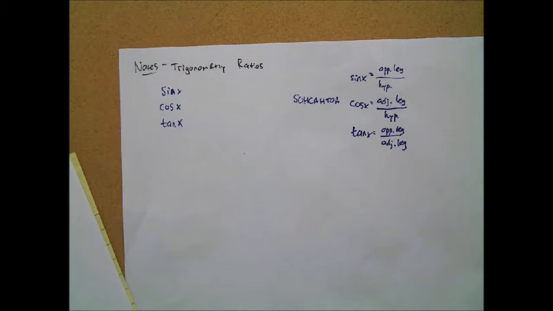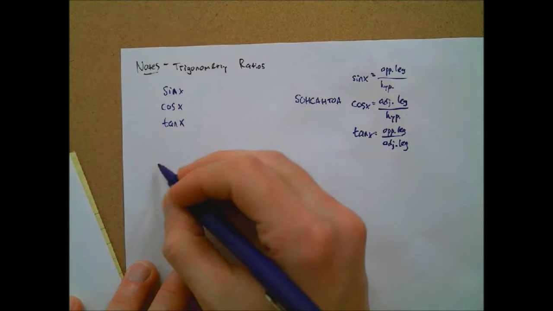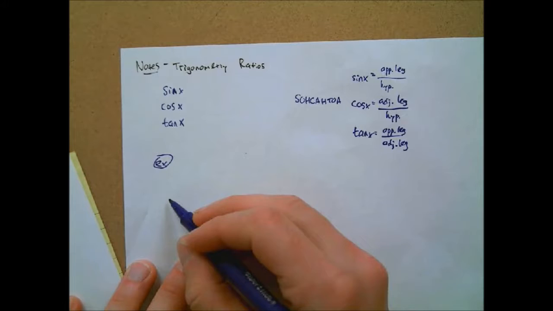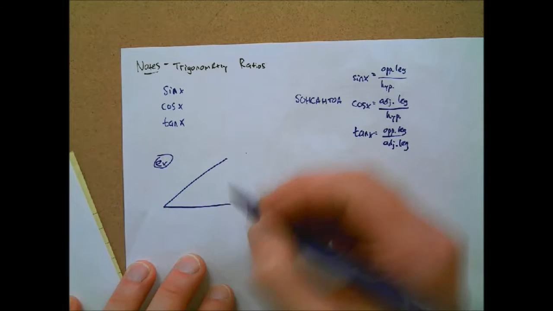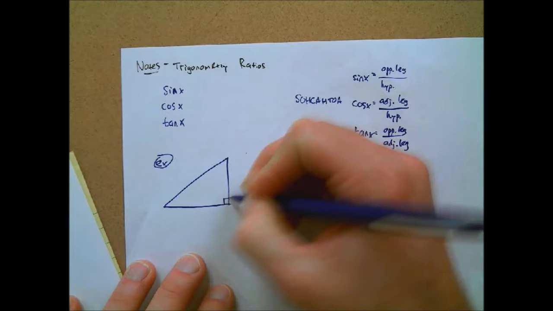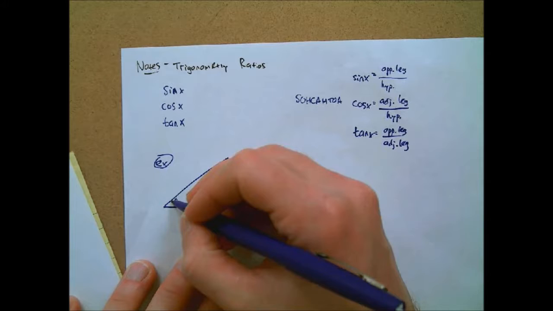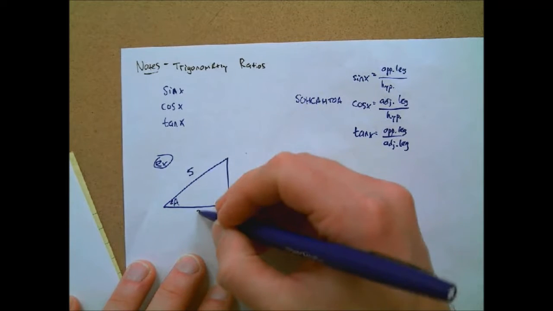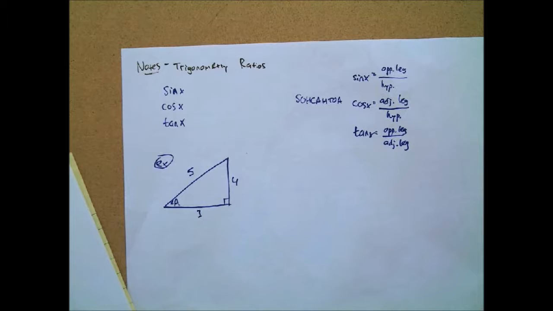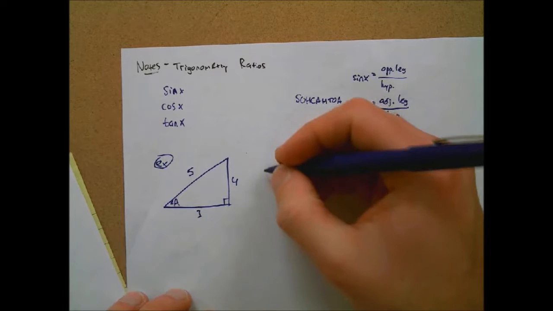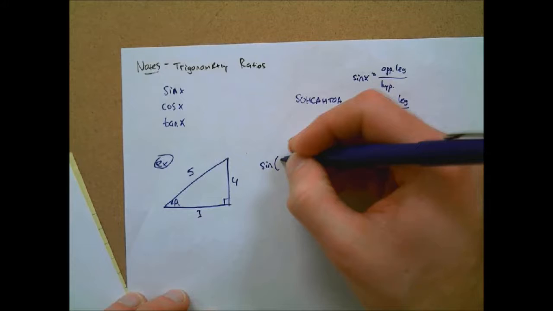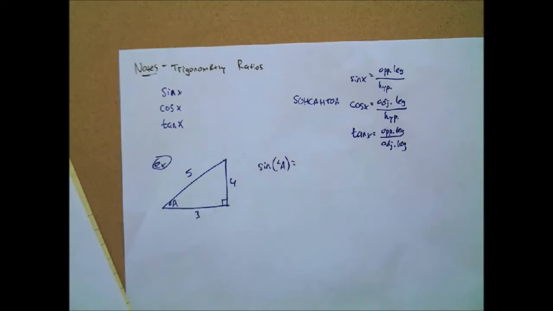All right, so let's just do a quick example here. We'll do some brief ones. So I'll draw a right triangle, and I'll have an angle A here. And I'll say that's a 3, 4, 5 Pythagorean triple there. And we can just do something like this. What would the ratio of the sides be here for the sine of angle A?